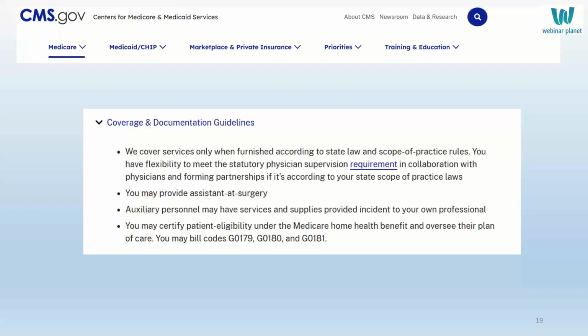So it says we cover services when furnished according to that state scope. You can provide assisted surgery. Auxiliary personnel may have the services and supplies provided incident to your own professional service. What that means is if you're, for example, seeing a patient in the office and you want the MA to give a shot to a patient, you are directing them to do that. It is an incident to service, incident to the PA's billing for that day.